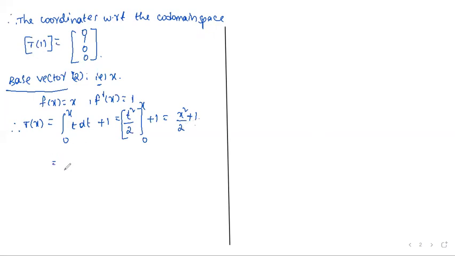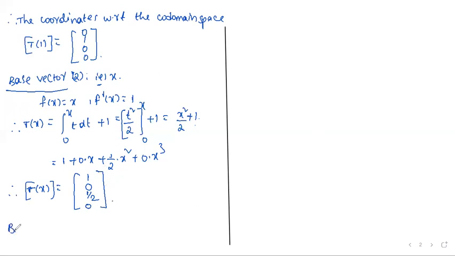This can be represented as a linear combination of the basis vectors of the codomain space. The constant coefficient is 1, plus 0 into x, plus 1 by 2 into x^2, and no x^3 term, that is 0 into x^3. Therefore, the coordinates of the vector T of x are (1, 0, 1/2, 0).